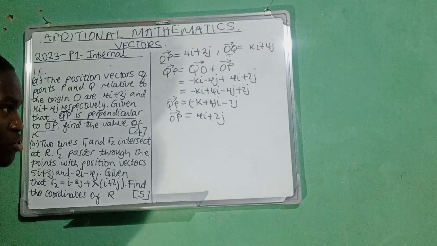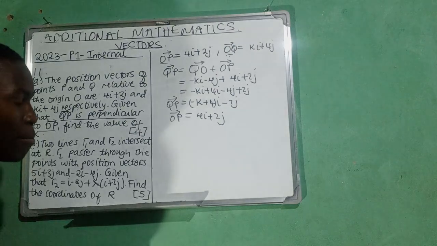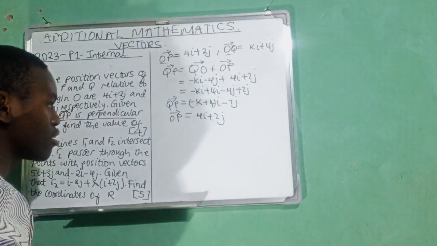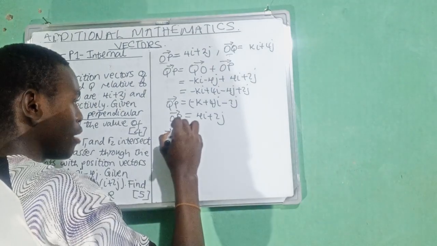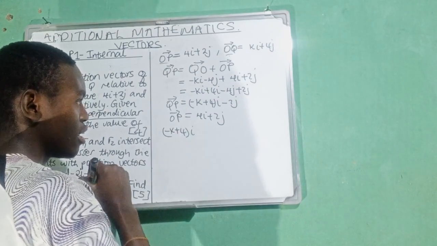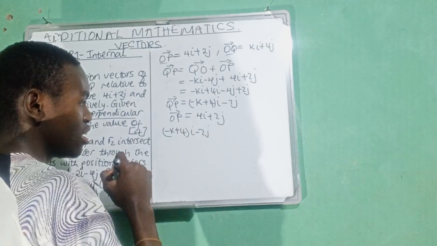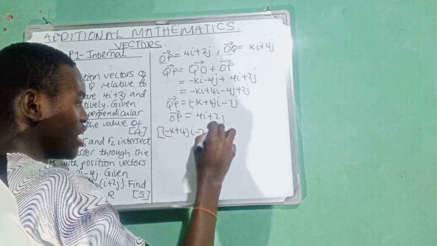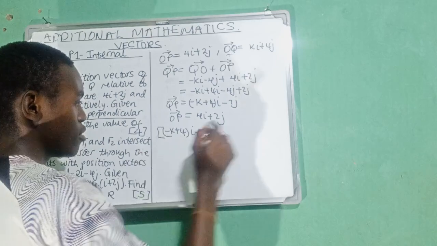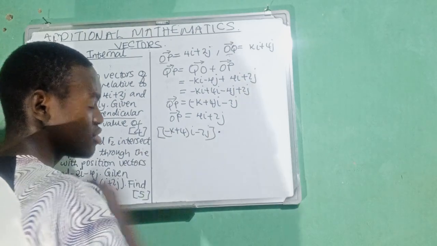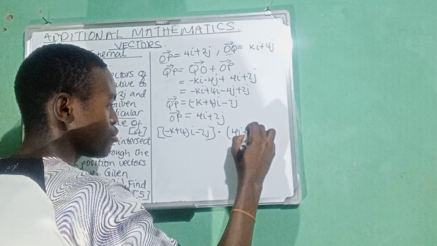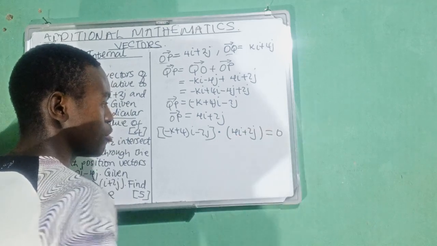So their dot products should be equal to 0. Right? What am I saying? Let's write it like this: (-k + 4i - 2j), let's put them in brackets because there's already a parenthesis here, dot OP, which is 4i + 2j, is equal to 0.